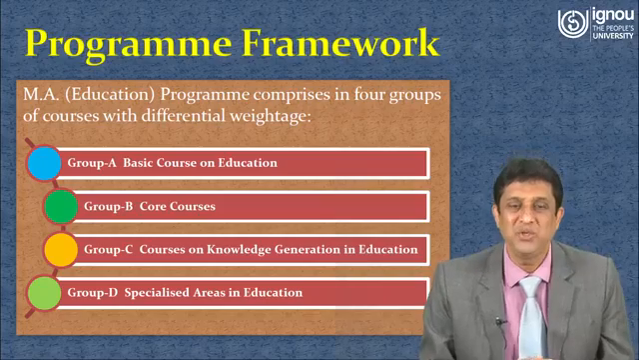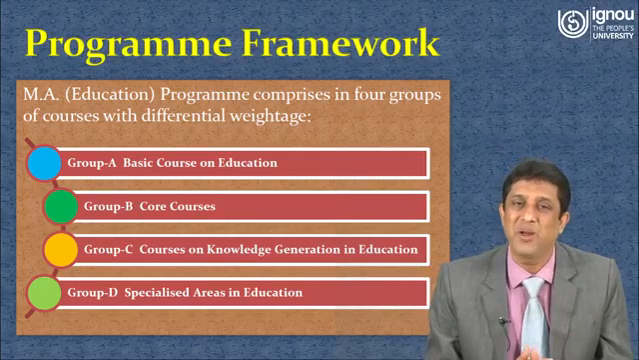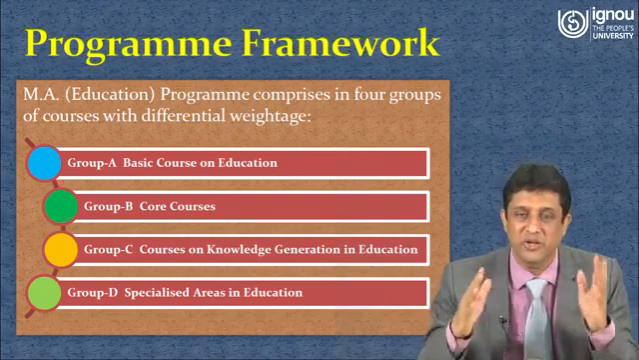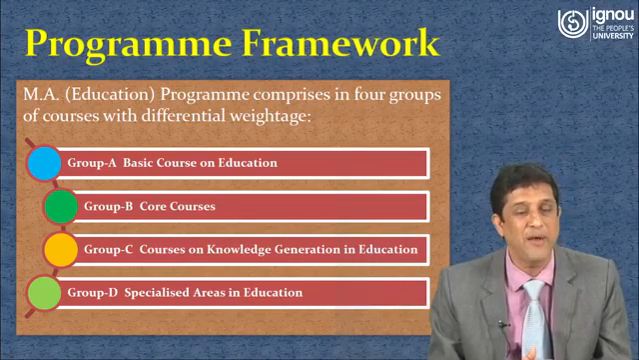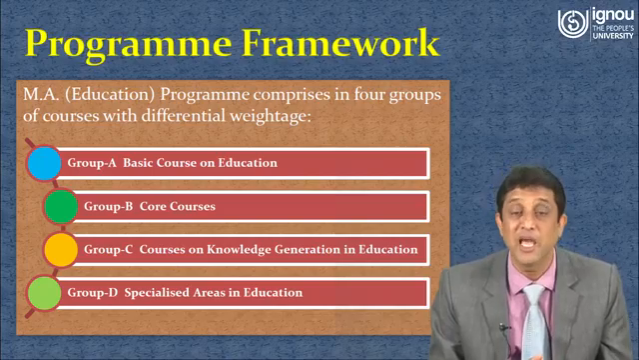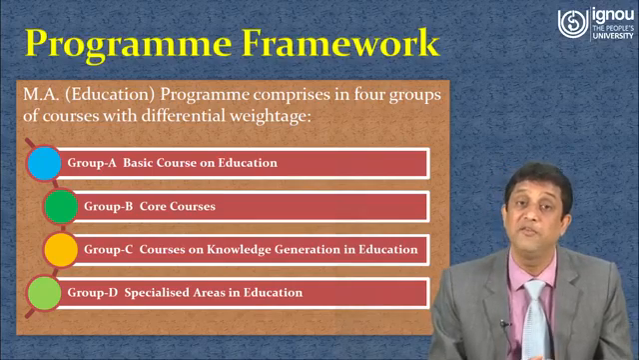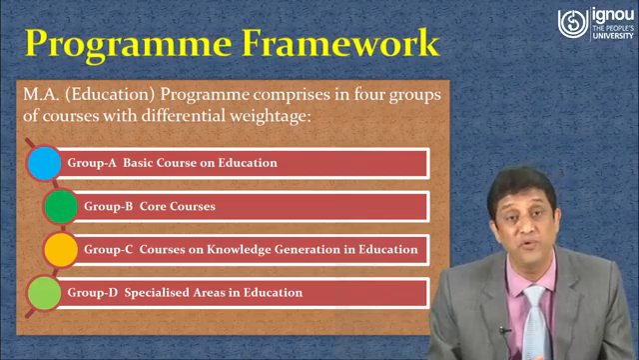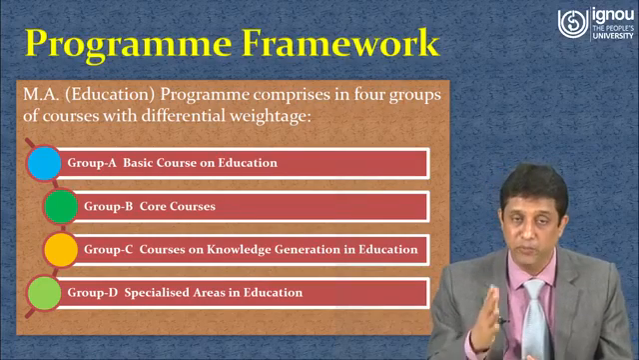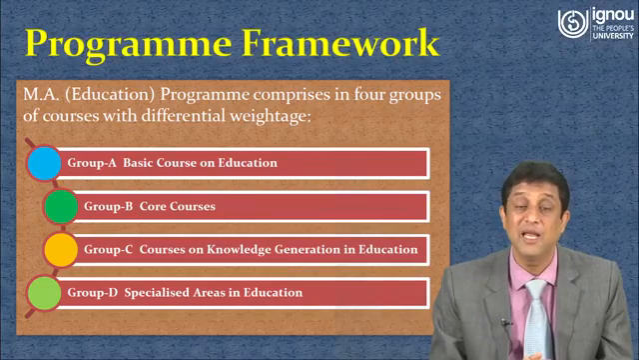Then let us come to discuss now the program framework. Okay, the program structure. You see, the MA education program comprises 4 groups. You will find the courses have been kept in 4 groups in differential weightage. So try to understand what the 4 different groups are. You will find the 4 groups are group A, B, C and D.